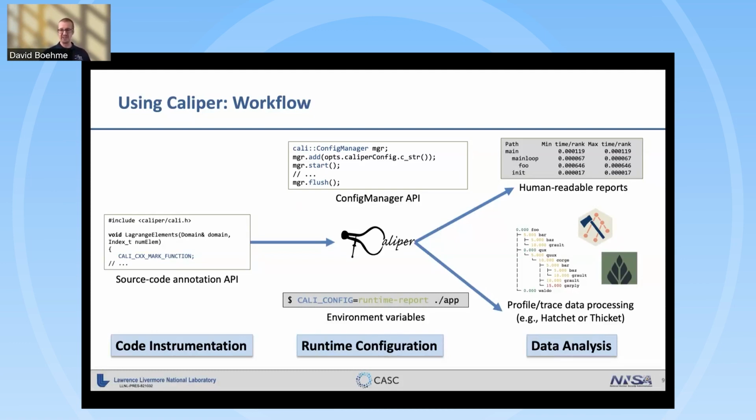Anyhow, depending on the configuration, Caliper can produce different kinds of outputs: human-readable reports directly, or machine-readable files that you can process in tools like Hatchet and Thicket, and also in your own scripts.